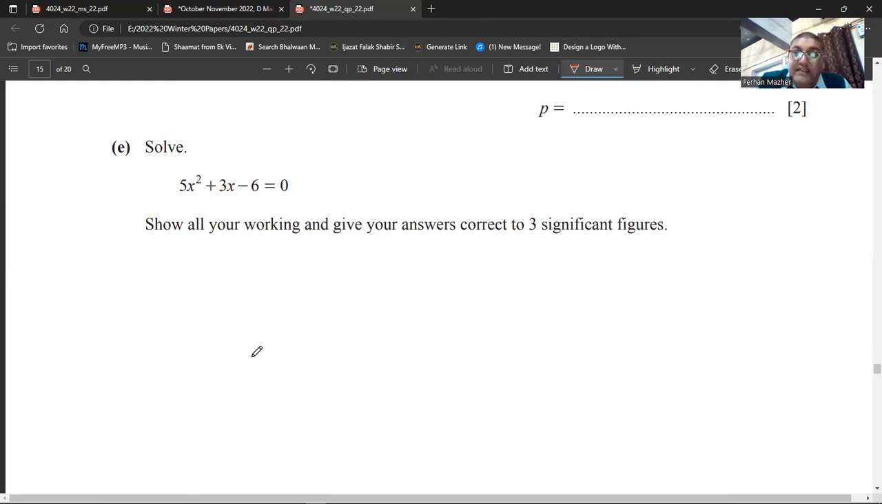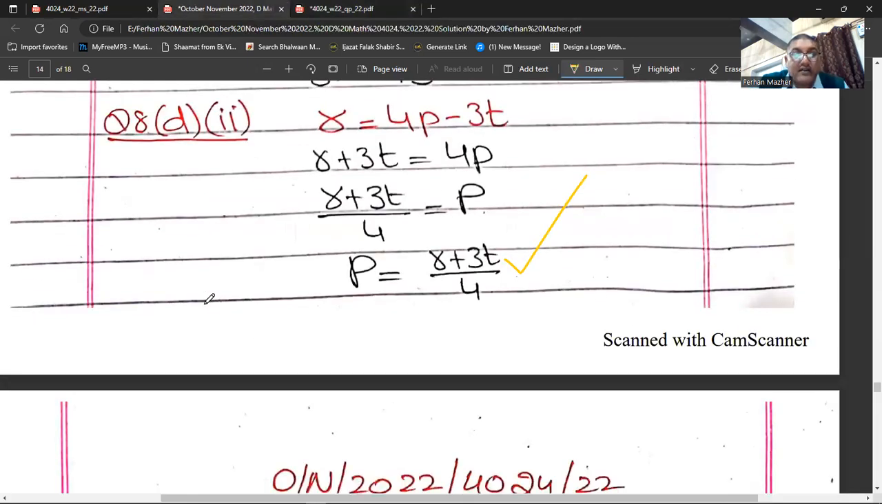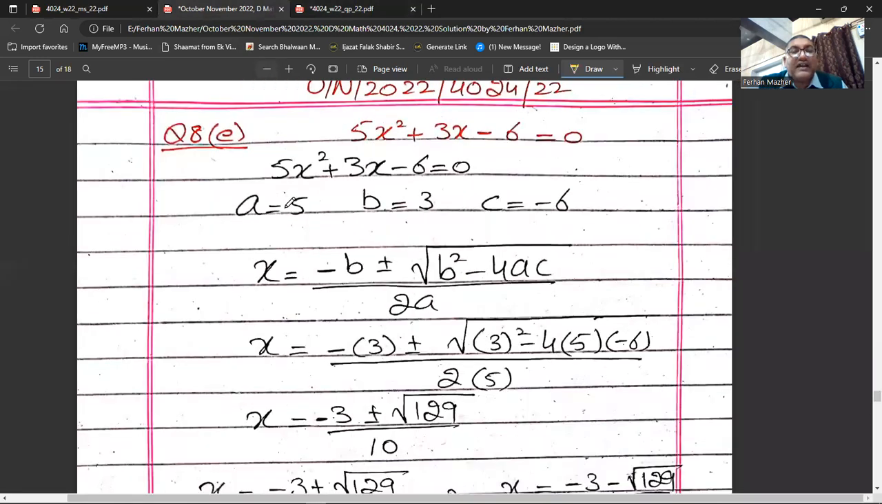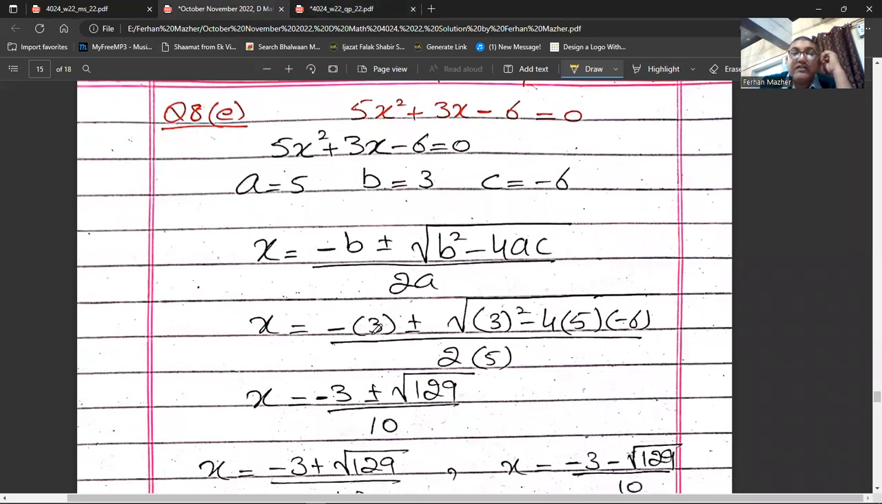So we are going to apply the quadratic formula here. Okay, so we have a is 5, b is 3, c is minus 6. The quadratic formula is x equals minus b plus or minus the square root of b squared minus 4ac, the whole thing divided by 2a. Just substitute the values of a, b and c. Minus 3 plus or minus the square root of 3 squared minus 4 into 5 into minus 6, the whole thing divided by 2 into 5.